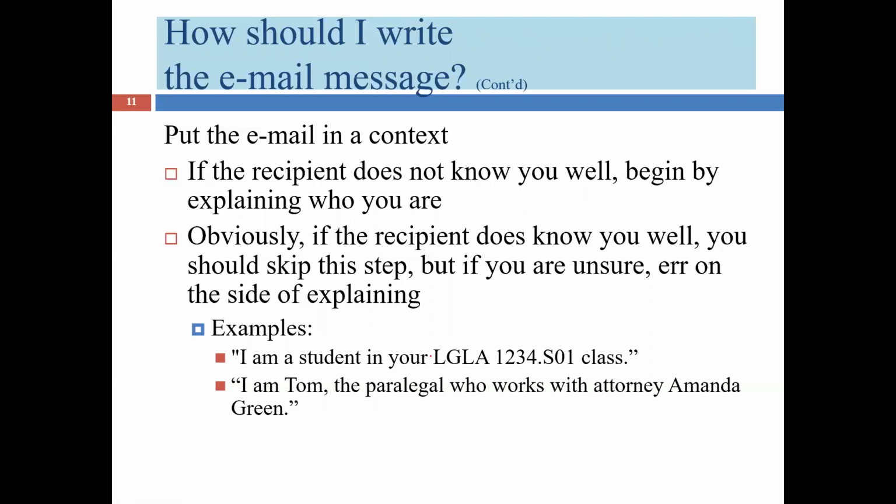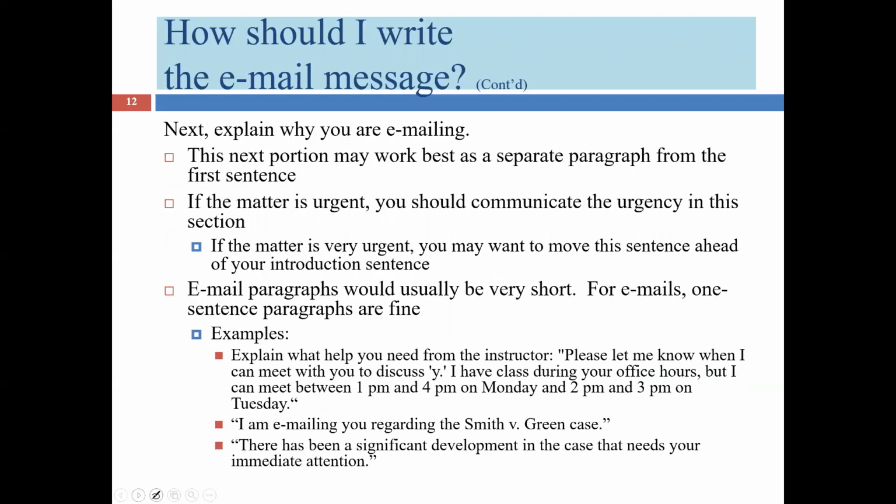Here are two examples that you might approach it. I'm a student in this particular class. Or I am Tom, the paralegal who works with attorney Amanda Green. Those are two very simple ways of kind of identifying yourself. So again, those are some ideas about how to begin it. Then once you've explained who you are, the next thing you need to say is why you're emailing. Yes, you have a subject line, but now you can talk in a little bit more detail about it.